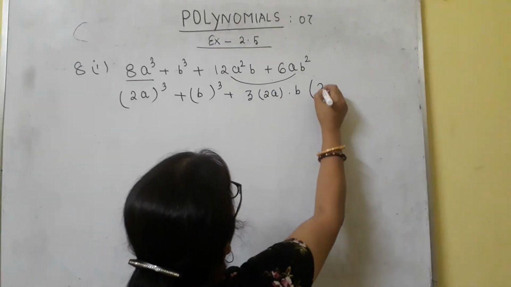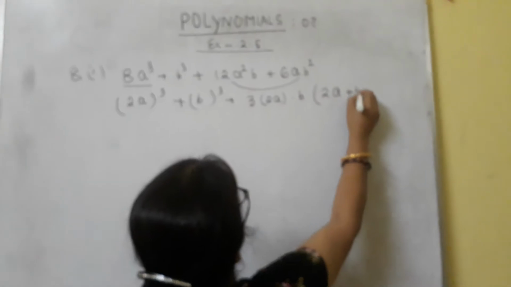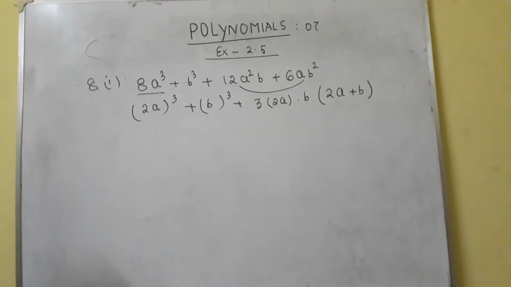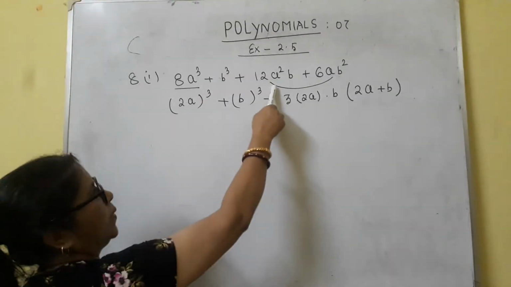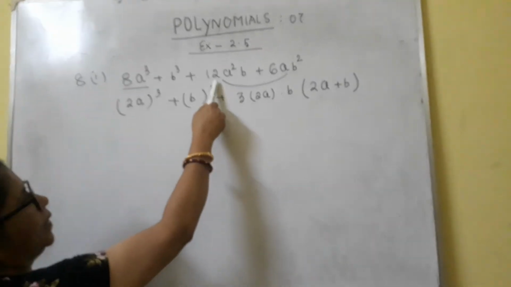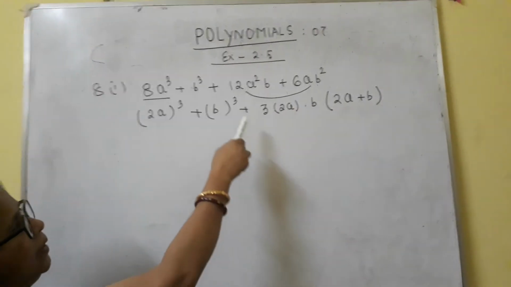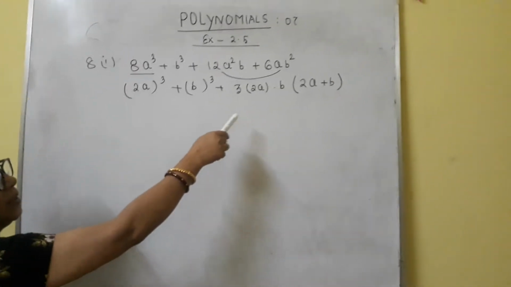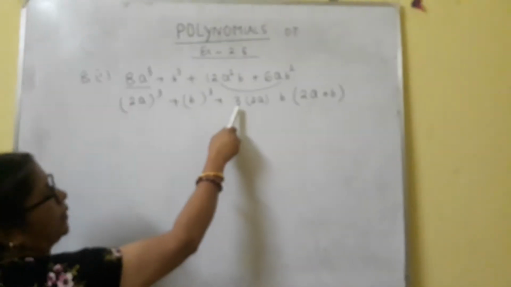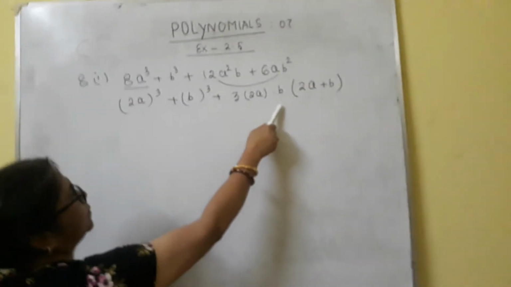So we got 2a plus b. Check that property: from 12a square b and 6ab square, you take 6ab common, then you get 2a plus b. Now 6ab we can write as 3 into 2a into b.